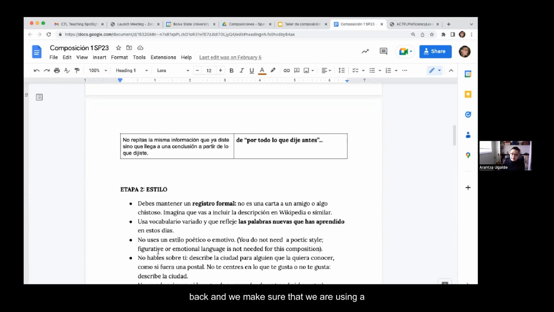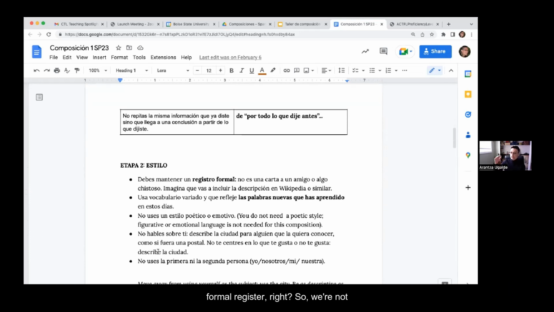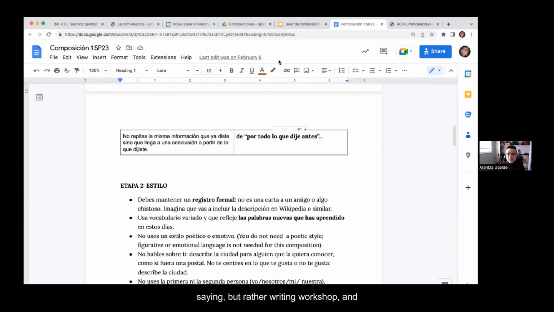And then we go back and we make sure that we are using a formal register, right? So we're not saying bro, for example. We're not saying dude. We're not saying this place is awesome, but rather this is a lovely city to come visit. It's highly recommended that you visit the city. So that is what we do with the writing workshop.